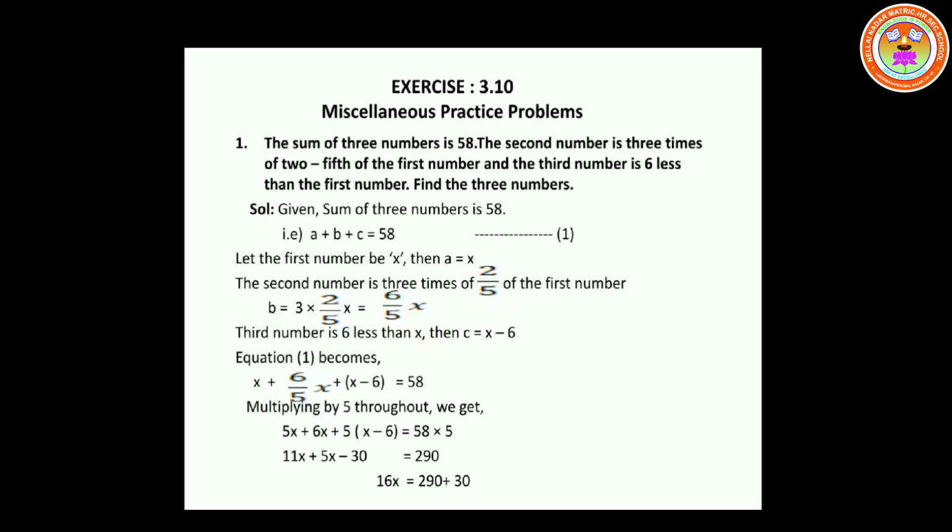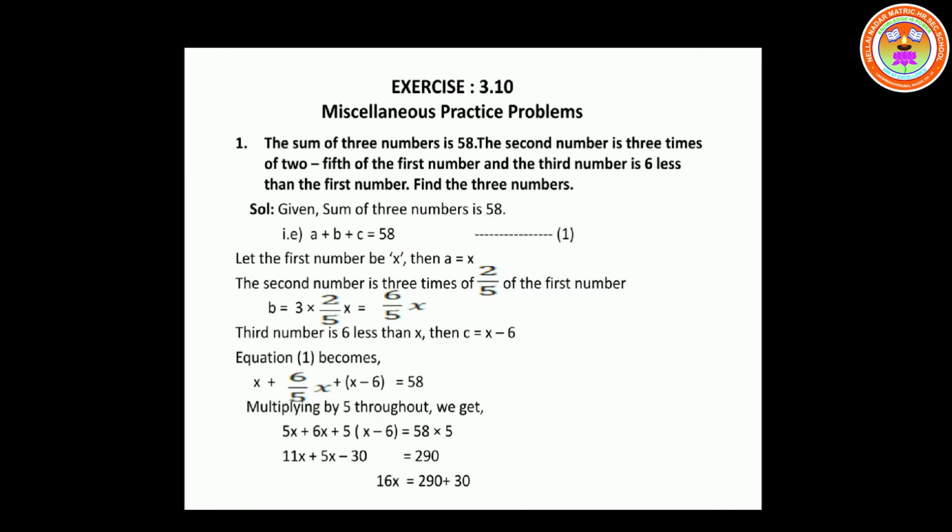Given the sum of three numbers is 58. I'm going to take the three numbers as A, B, C. When I add them, it is 58. Sum of the three numbers is 58. Mark that as the first equation. Now let me take the first number as x. Then the value of A will be equal to x. So in the first equation, where A is there, that will be the first number. So there A becomes x.